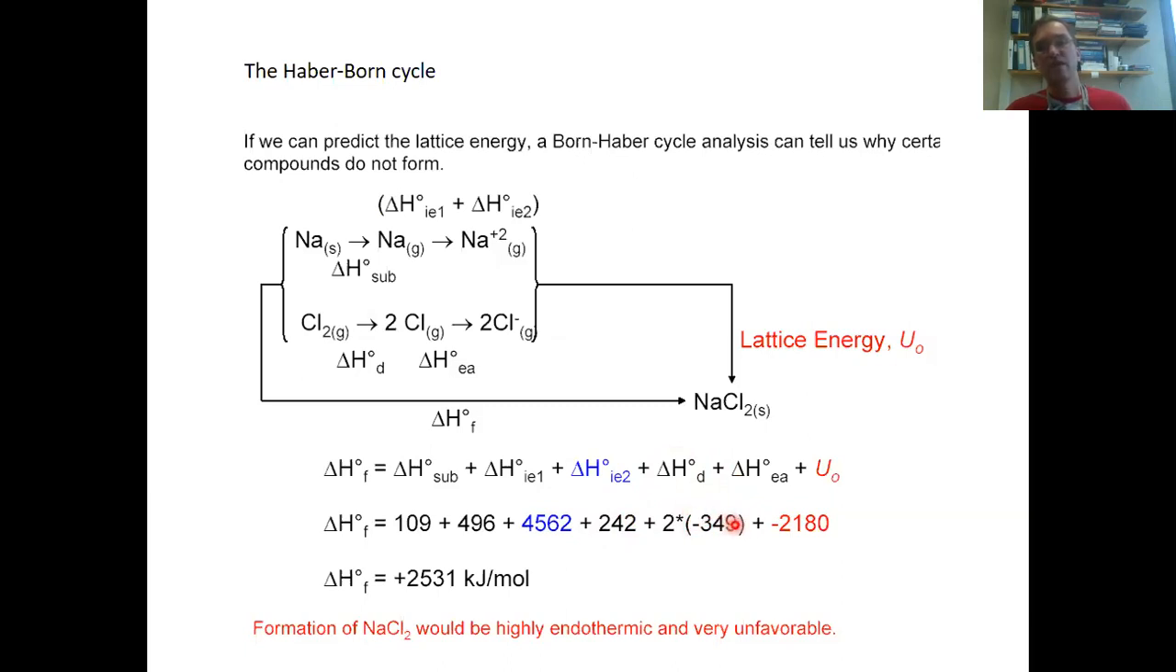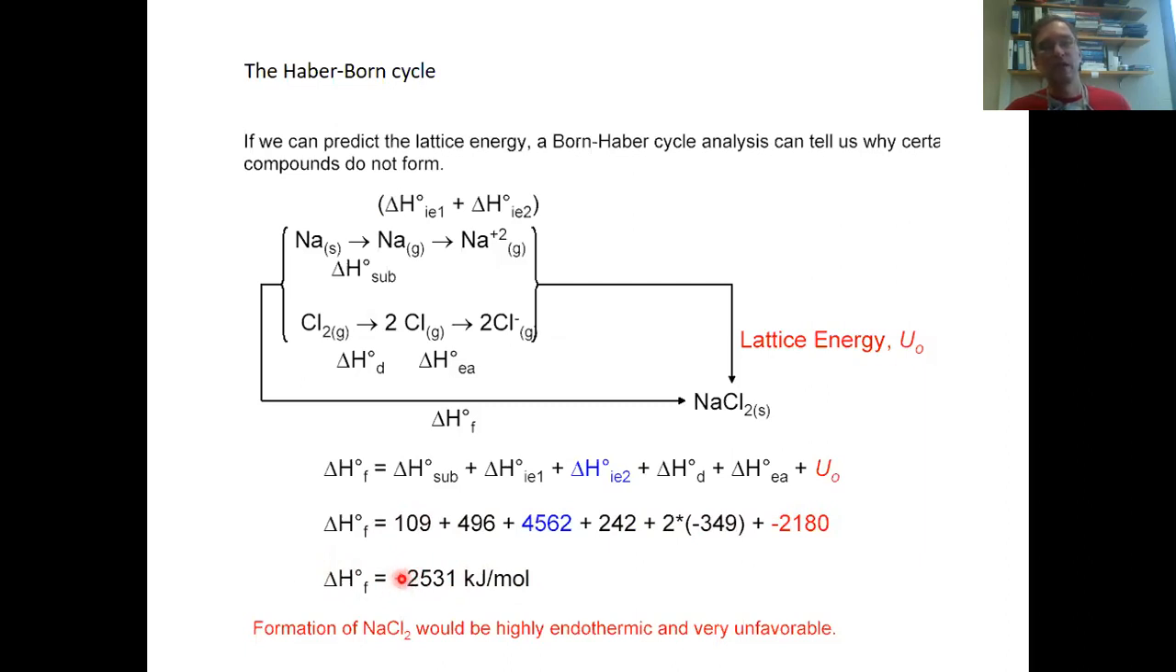Okay, so to that we add now the lattice energy, which we can calculate from the Kapustinskii equation. Okay, and the calculated lattice energy would be minus 2,180 kilojoules per mole. So now we can sum up all these terms to give the enthalpy of formation, which is plus 2,531 kilojoules per mole. And you see that this is a highly positive enthalpy of formation.